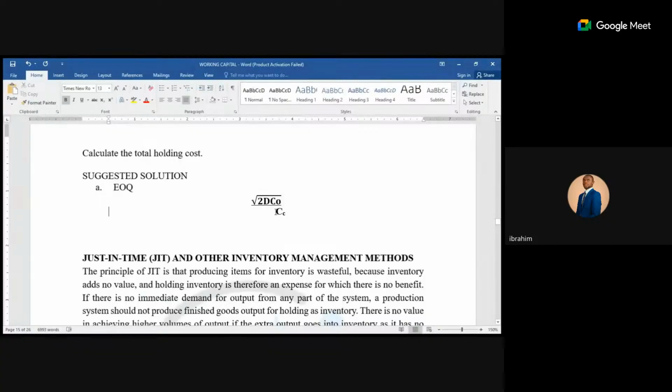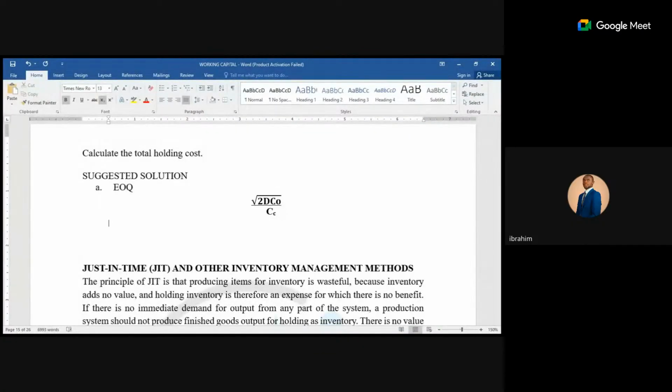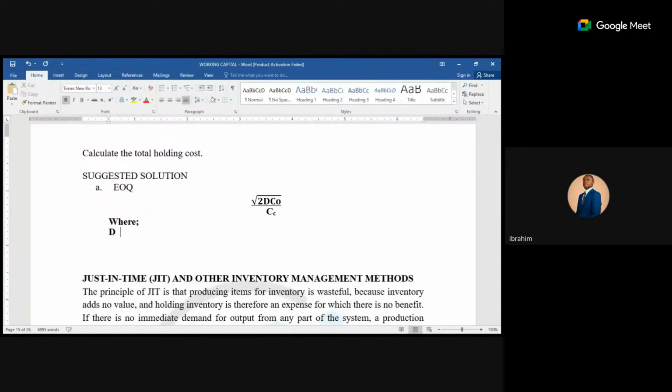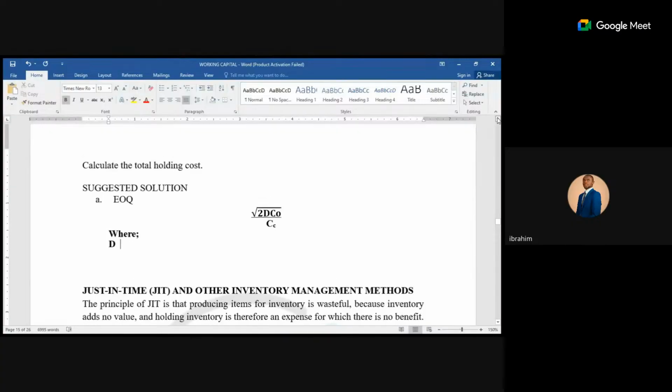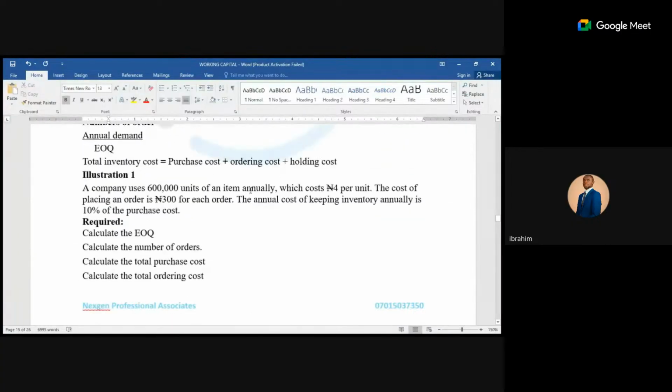So we can break it down to where the D is your annual demand. And what is the annual demand given to us in this question? 600,000. Now, examiner, we want to test your knowledge.